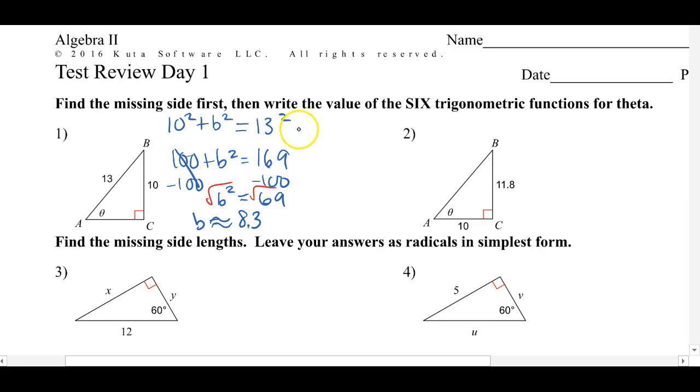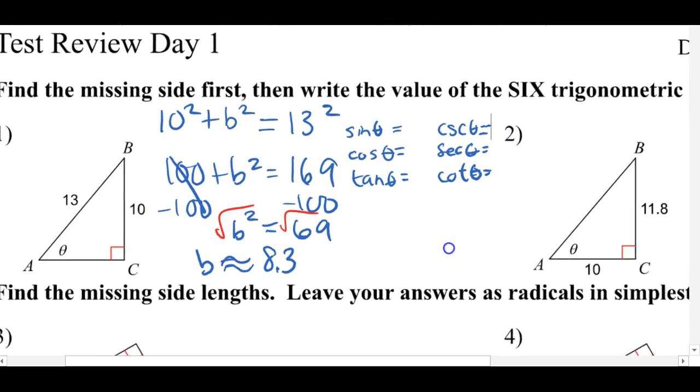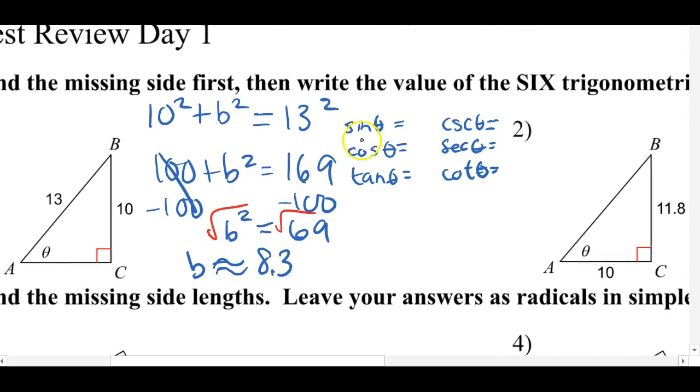Now what we are going to do is find the ratios for theta, which is this angle we do not know. We're going to find all 6 of them: sine, cosine, tangent, cosecant, secant, and cotangent. Zoom in a little bit so you guys can see that better. For sine, remember that it's the opposite side over the hypotenuse, so that would be 10 over 13. So that's the ratio for sine.